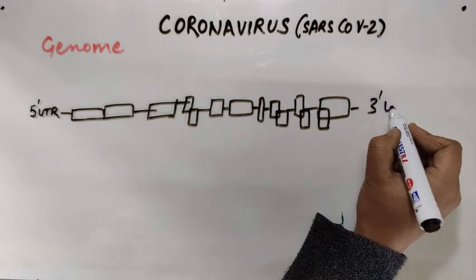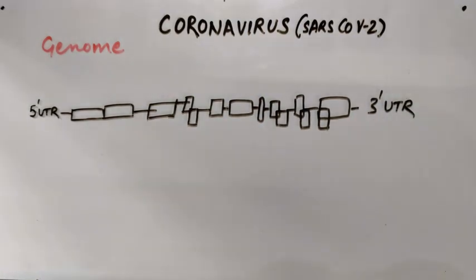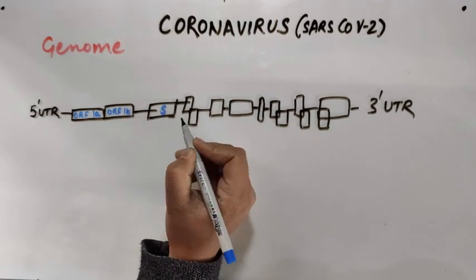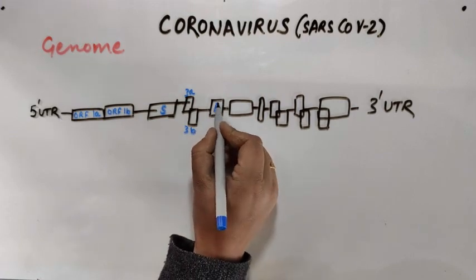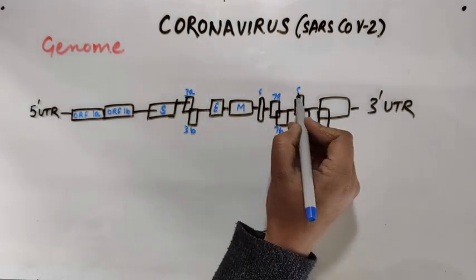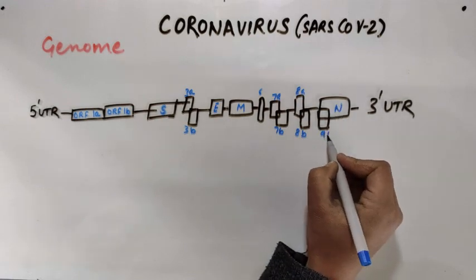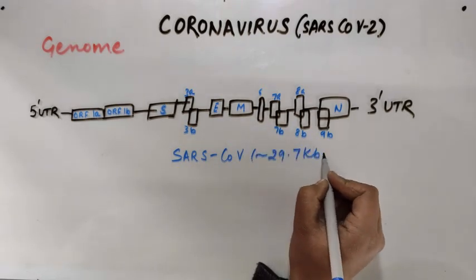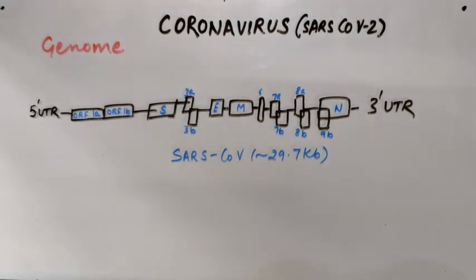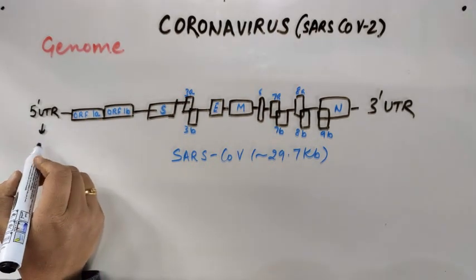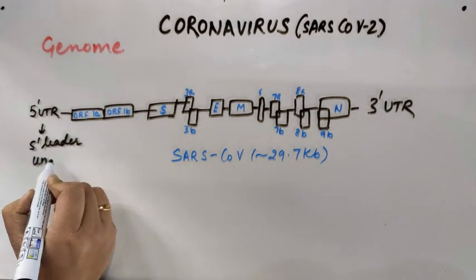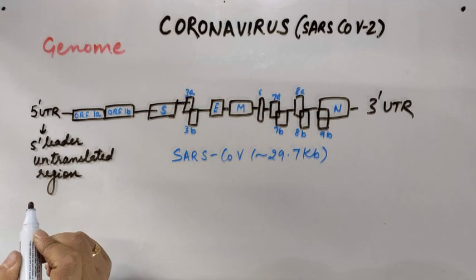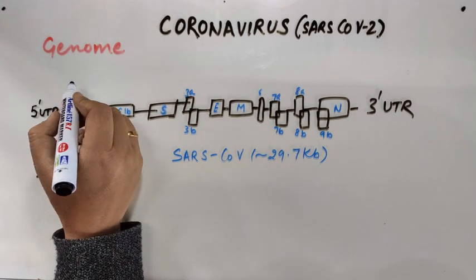These are the various polyproteins. This is 1A, 1B, S protein. Various other accessory proteins: envelope, membrane and nucleocapsid. SARS coronavirus 2, the size varies, 29.7 kb. This is the 5' leader untranslated region. These are open reading frames.